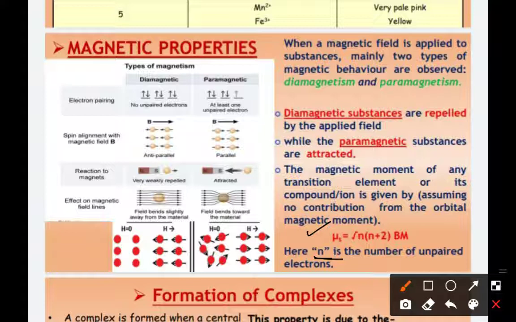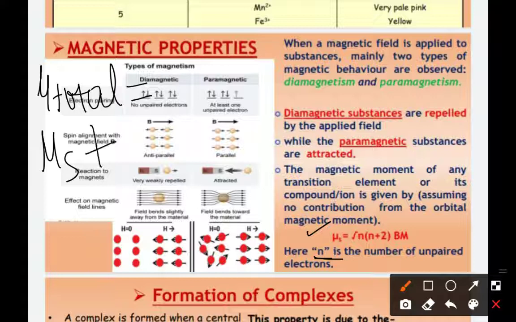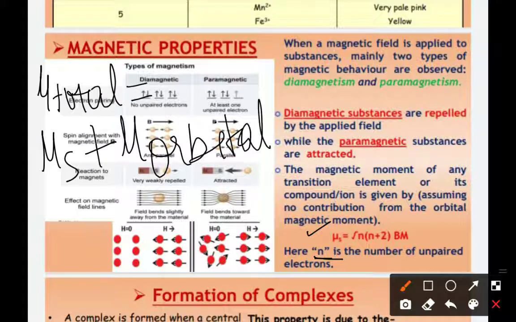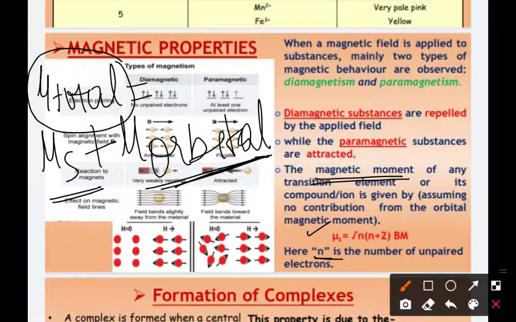Now the magnetic moment is associated with spin angular momentum and orbital angular momentum. So the magnetic moment that we calculate can be represented as mu total, and this is equal to the sum of spin angular momentum and orbital angular momentum, which can be represented as mu s plus mu orbital. So in order to calculate the magnetic moment of a paramagnetic substance, mu total is equal to mu s plus mu orbital. Mu s stands for spin angular momentum and mu orbital stands for orbital angular momentum.